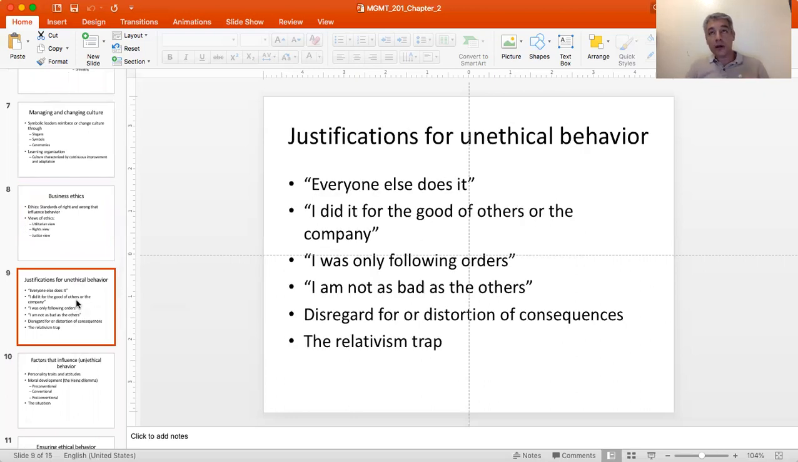Yet, despite all the talk that ethics is important, people make unethical decisions and engage in unethical behaviors all the time. So why is it? And how do they possibly justify it? There are several standard justifications. One, the most common, is that everybody else does it.